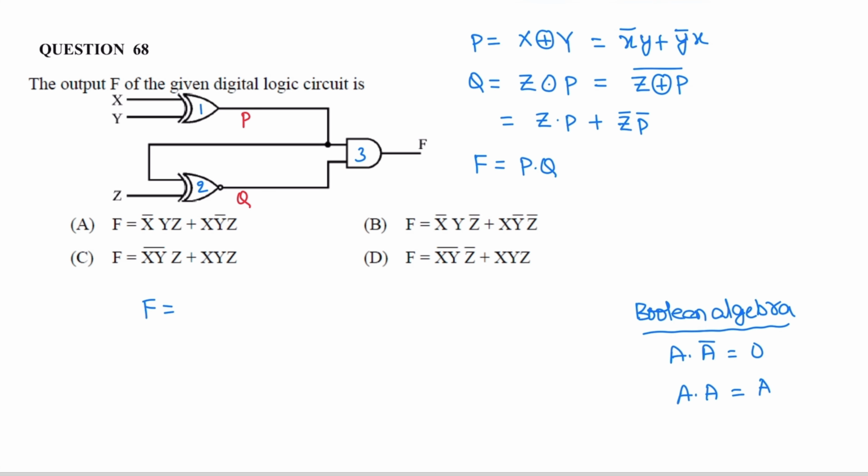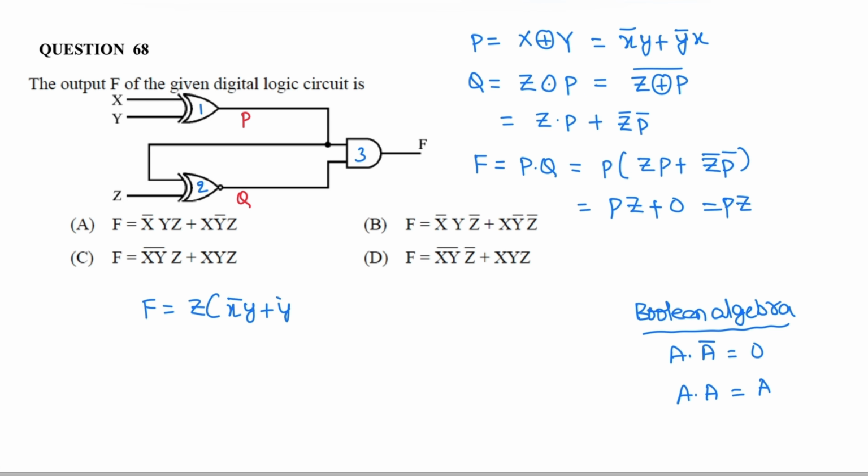Therefore, F is equal to P dot Q. So P dot Q is P and of ZP plus Z bar P bar. So that is P into P is P, P Z, P bar Z bar is 0. The final output is P into Z. So that is final output is Z into P. P value is X bar Y plus Y bar X. It will become X bar Y Z plus X Y bar Z. So correct option is A.